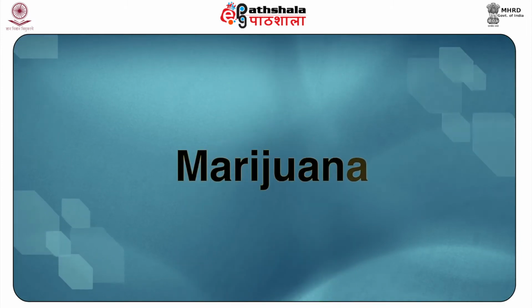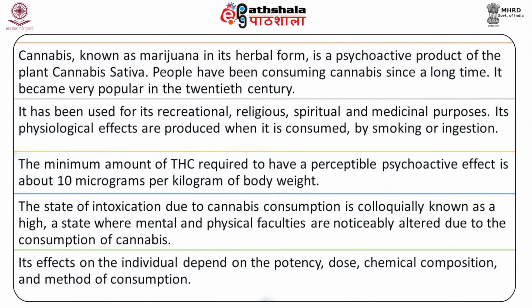Now let us discuss marijuana. Cannabis or marijuana in its herbal form is a psychoactive product of the plant Cannabis sativa. People have been consuming cannabis for a long time. It became very popular in the 20th century. It has been used for its recreational, religious, spiritual and medicinal purposes. Its physiological effects are produced when it is consumed by smoking or ingestion.